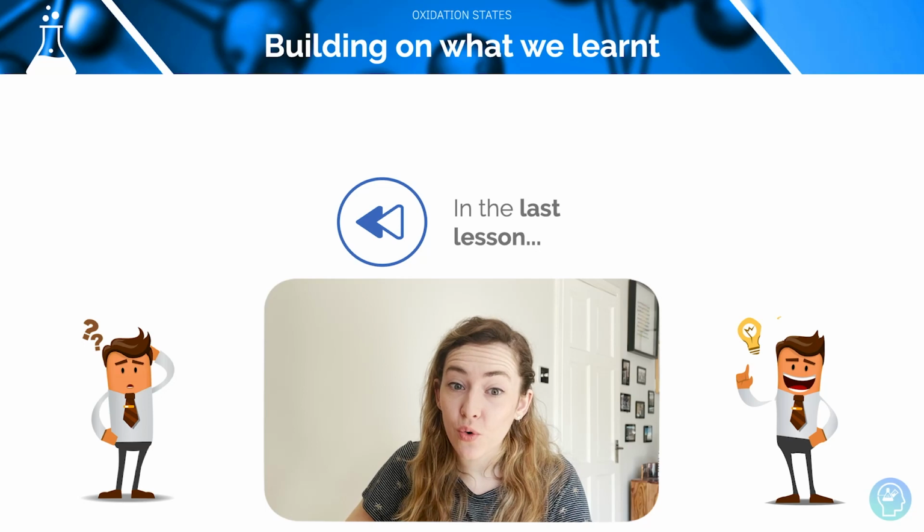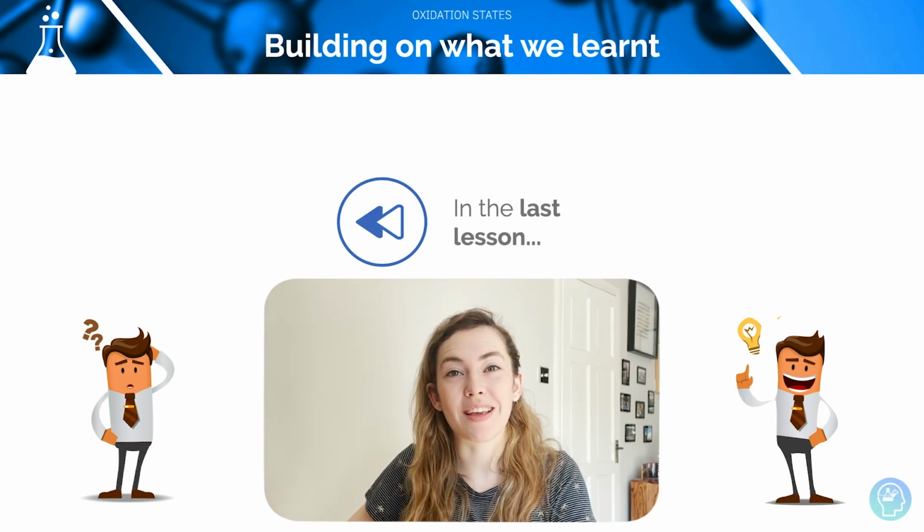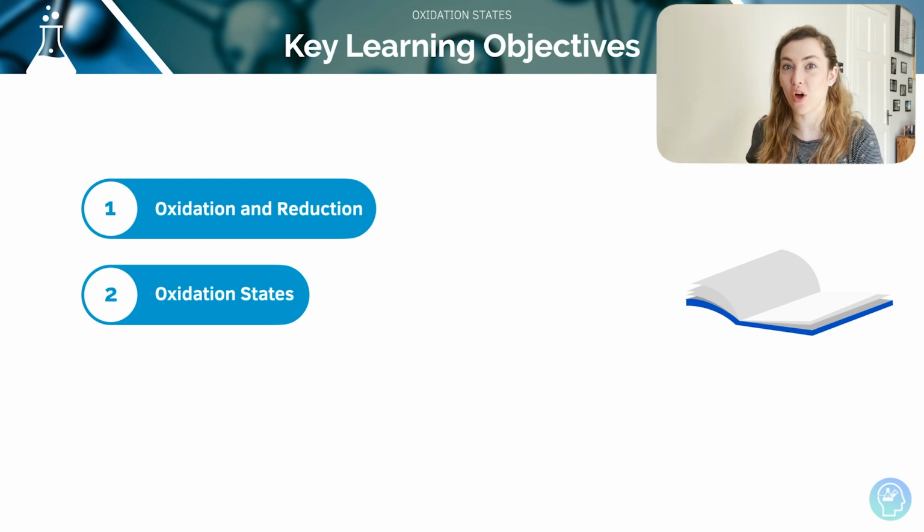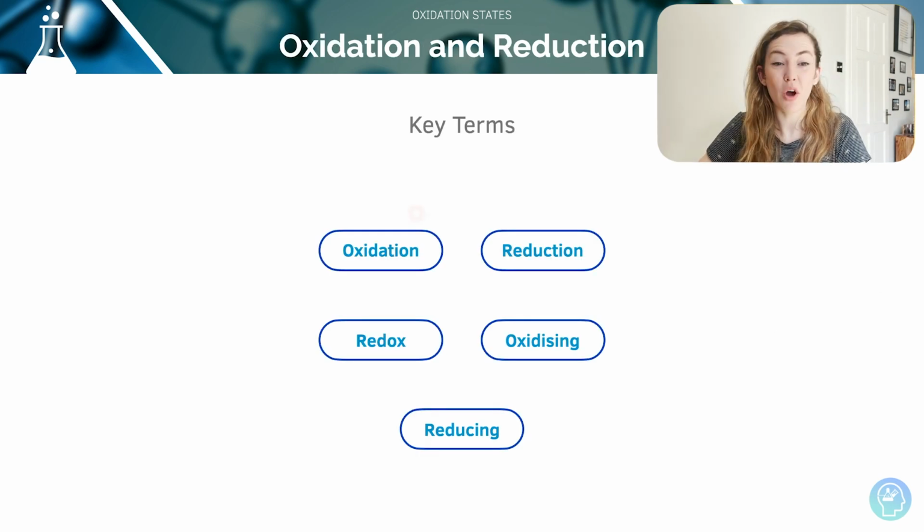So in the previous tutorial we learned about the equilibrium constant Kc. Now we're going to move on to a different topic. So we're going to look at oxidation and reduction, a reminder of what that means, and we're also going to look at oxidation states and how to work out the oxidation states of compounds and particles and molecules, ions, everything basically. So key terms you obviously need to know: oxidation and reduction. We're going to talk about redox reactions and what the process of oxidizing and reducing actually involves.